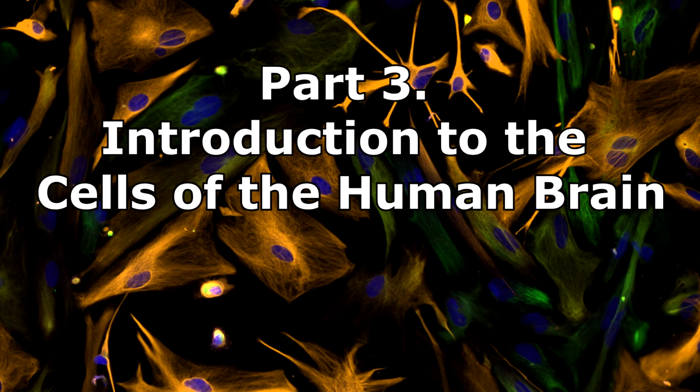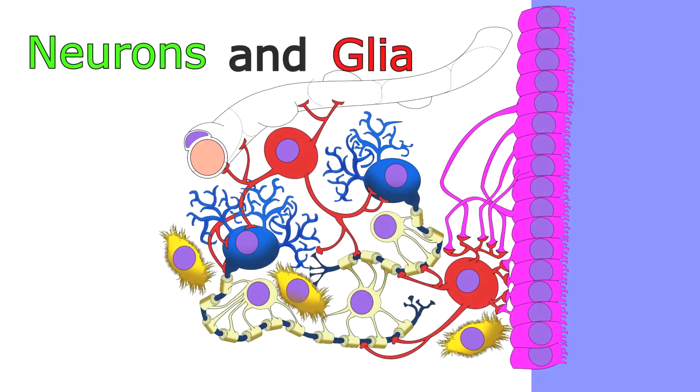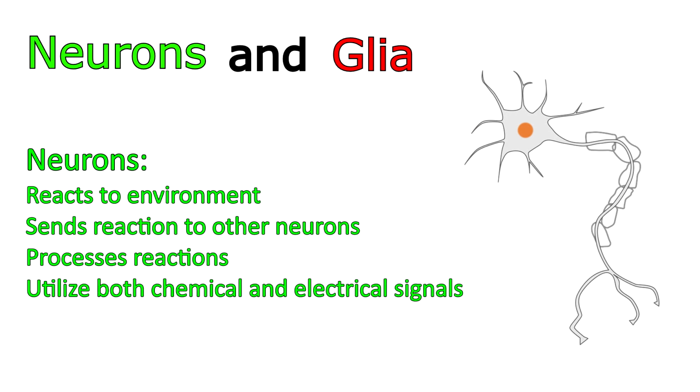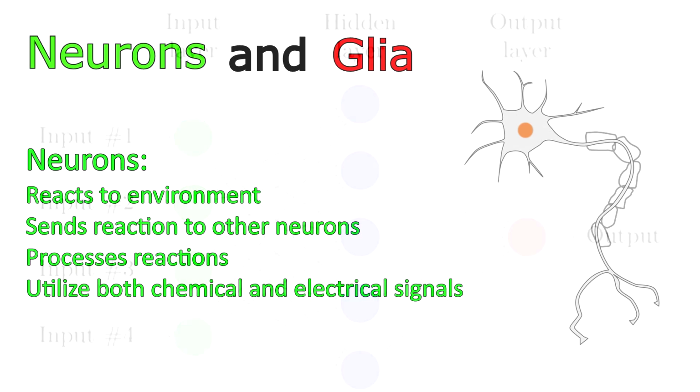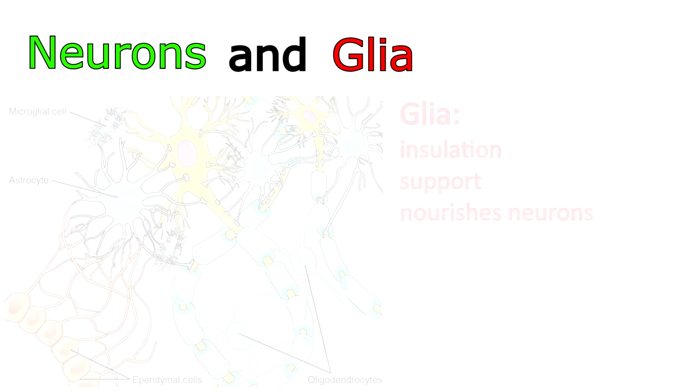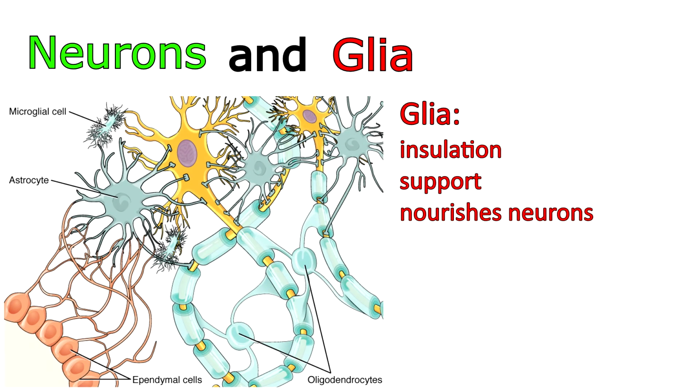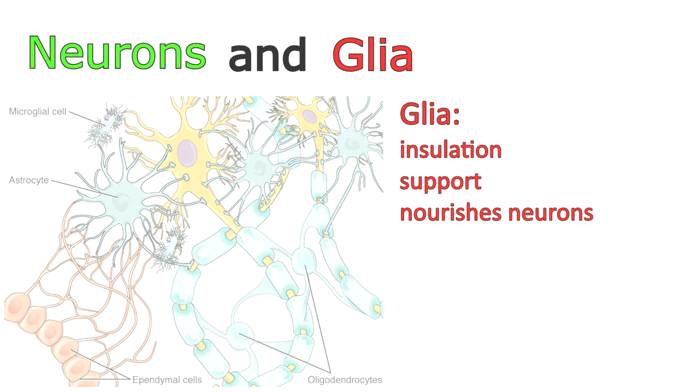Introduction to the cells of the human brain. The brain consists of neurons and glial cells. The neurons react to the environment, send reactions to other neurons, process reactions, and utilize both chemical and electrical signals. Whereas the glial cells are mainly associated with insulation, support, and nourishment of neurons.